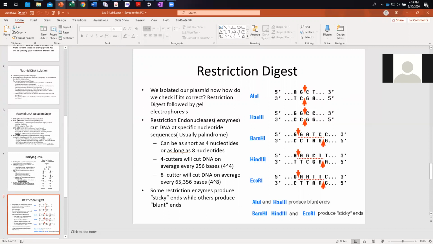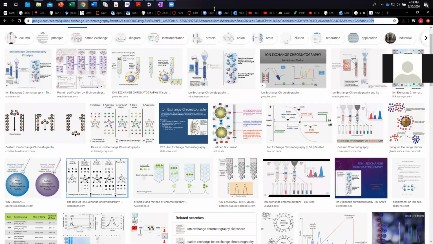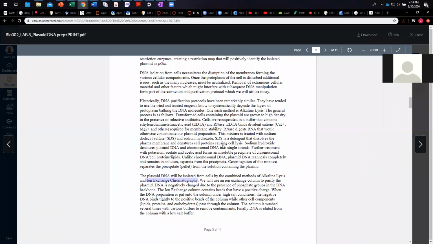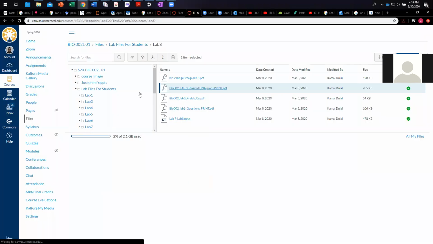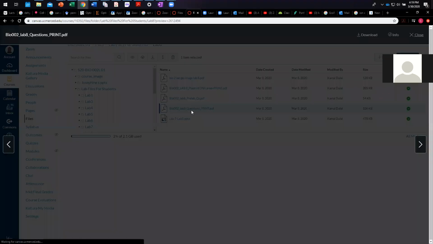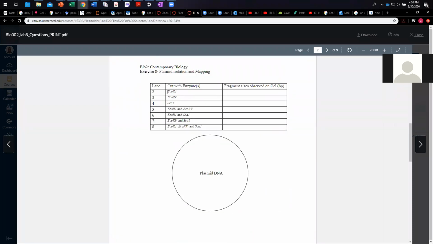And the restriction enzymes that we use for lab 8, I'll pull up the questions right now to be more straightforward. So lab 8 uses the restriction enzymes EcoRI, EcoRV, and ScaI. These three restriction enzymes are used to cut up the plasmids.